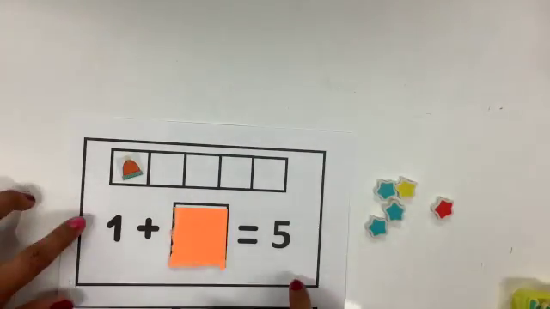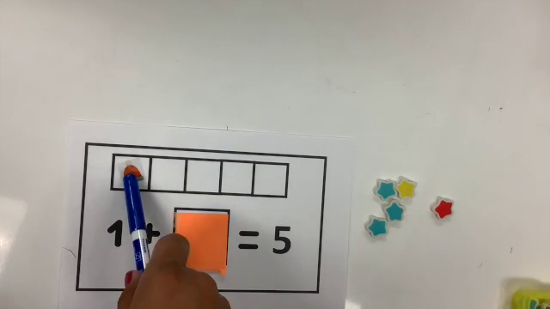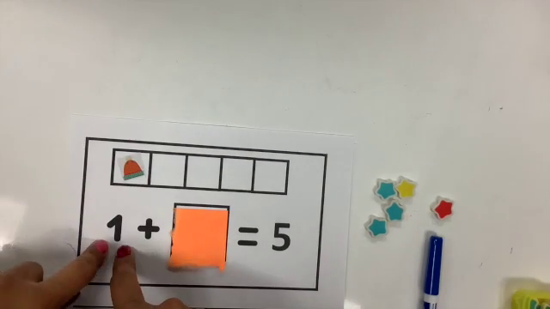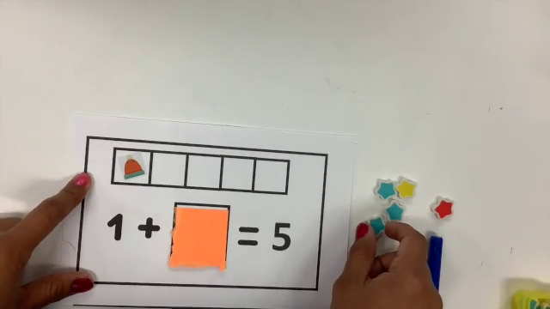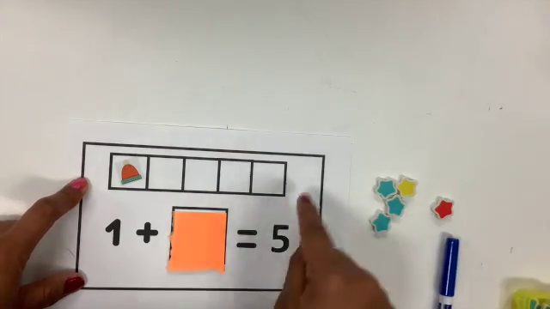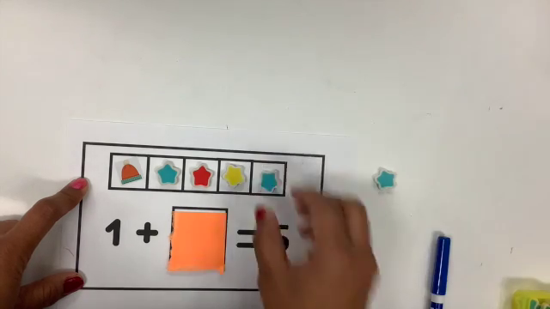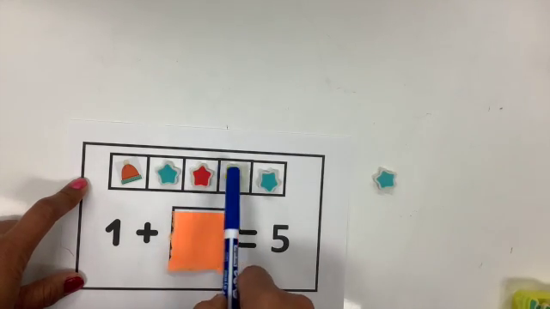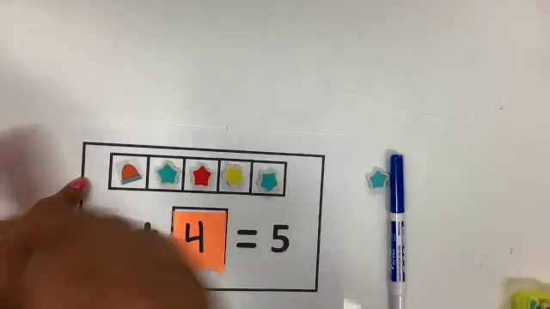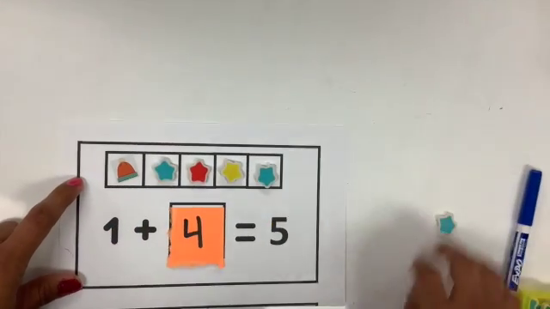Okay. Here I have the number 1. Why do I have the number 1 there, friends? Because on my 5 frame, I have 1 winter hat. Yes, so I already have 1. So that means that this number is going to go here. I'm going to add more counters. Let's see how many more I have to add to my 5 frame to complete it into a 5. Ready? 1, 2, 3, 4. How many, friends? 1, 2, 3, 4. That means that 1 plus 4 equals 5. And let's double check it. 1, 2, 3, 4, and 5. There you have it, friends.